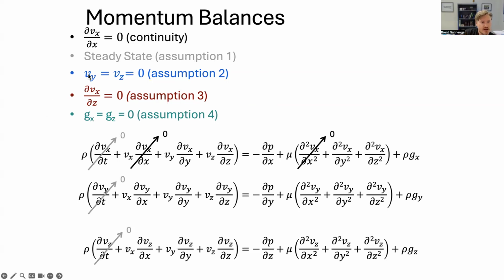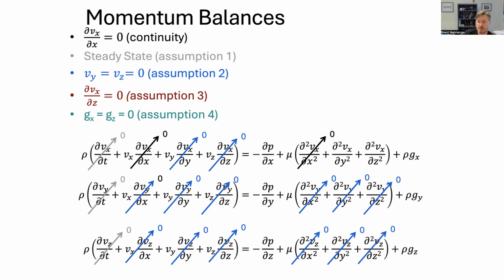If we say velocity y and velocity z are both 0, so only velocity in the x direction, we cross out most of the rest of the equations. Assumption 3, which was that the velocity is not changing in the z direction, lets us cross out this part over here. And our last one, which was that gravity is only in the y direction, so gx and gz are both equal to 0. That allows us to cross out these terms here.